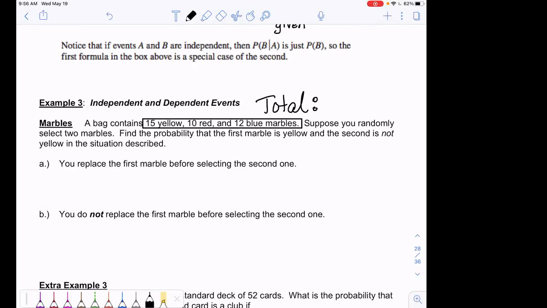So we know how many marbles we're working with. So Haley, 15 plus 10 plus 12 is 37. That's our total. The question says, find the probability that the first marble is yellow. So I'm going to put the probability of yellow.